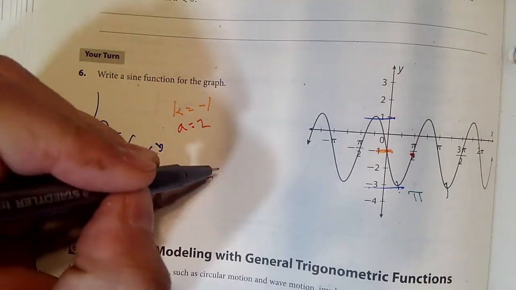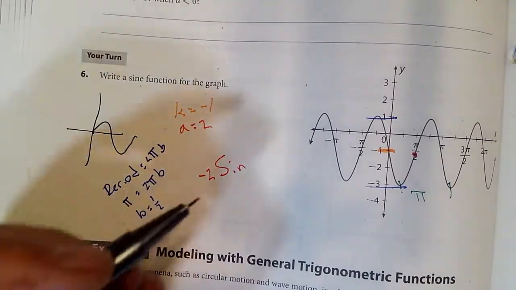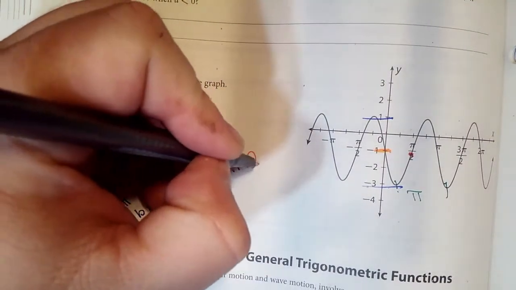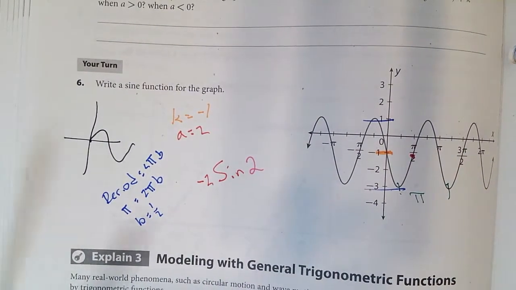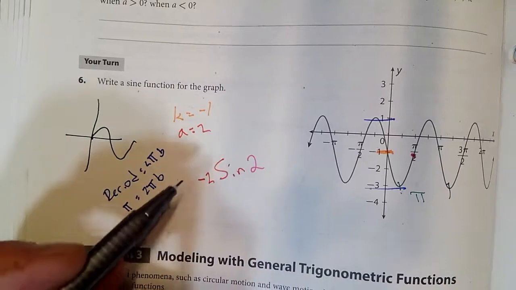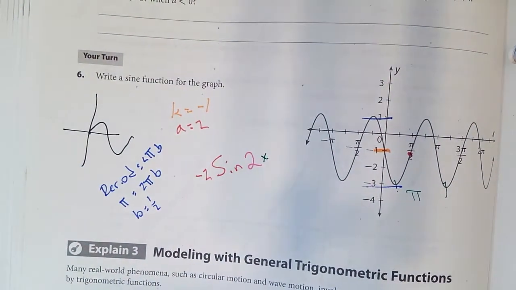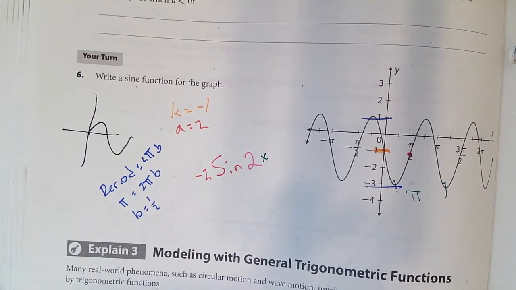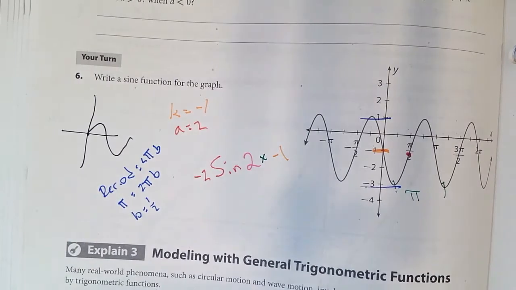It's asking for sine. Now we add in our b. Remember, it was 1/2, but we flip it, so it's 2, because it repeats 2 times in 2 pi. There is no h because we went the flip route, so this just becomes 2x. And then we add in our k, which is -1. And we have our equation.